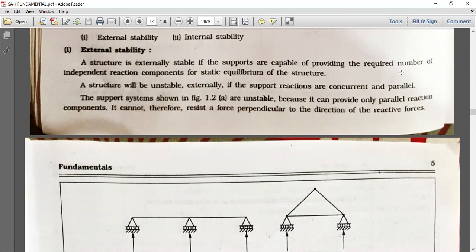A structure will be unstable externally if the support reactions are concurrent or parallel. The support system shown in figure 1.2a is unstable because it can provide only parallel reaction components. It cannot therefore resist a force perpendicular to the direction of the reaction.